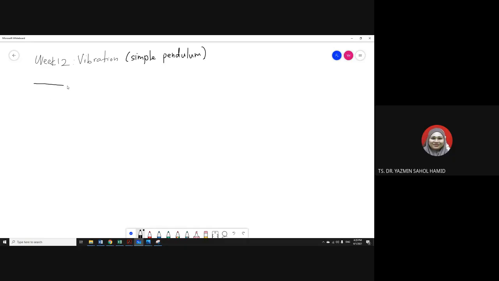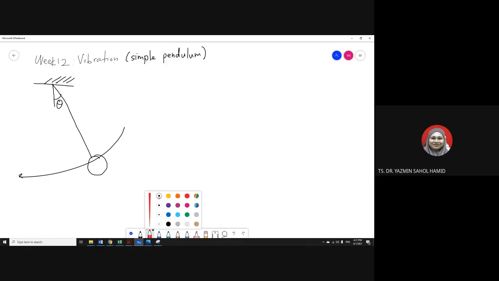First, let's draw a pendulum. Let's say we have a pendulum. This pendulum is going to sway, gerak back and forth. So this pendulum will have a theta. For a simple pendulum like this, there are 2 forces. Can you tell me what are the 2 forces that you think are in this pendulum?